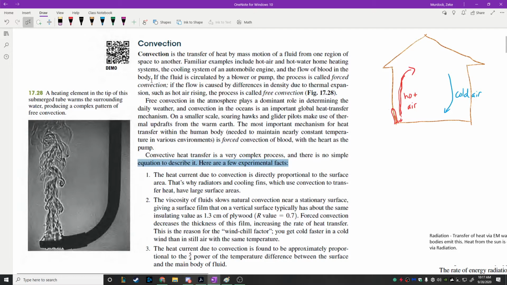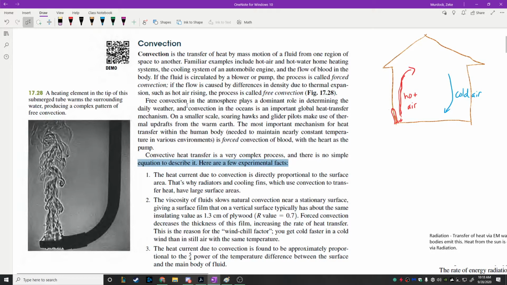Okay, so it says if the fluid is circulated by a blower or a pump, the process is called forced convection. If the flow is caused by differences in density due to thermal expansion, such as hot air rising, which would be this right here, the process is called free convection. So in the oven that we were talking about, that would be forced convection, because there's a blower that's forcing the air to flow in some kind of pattern.